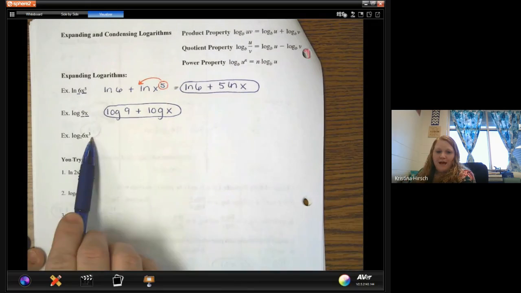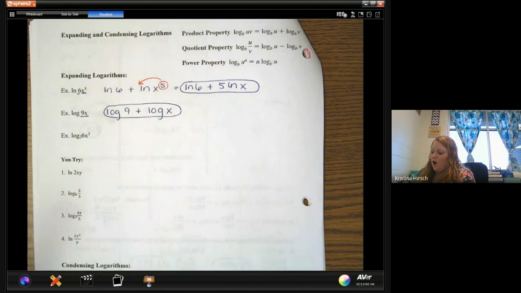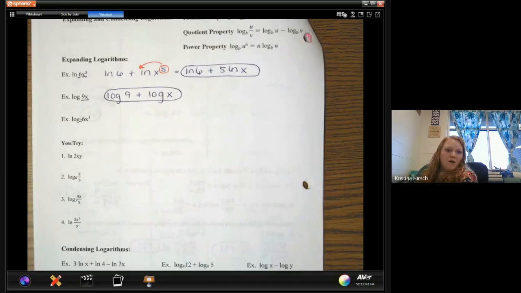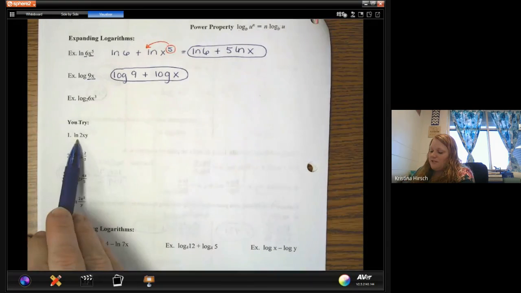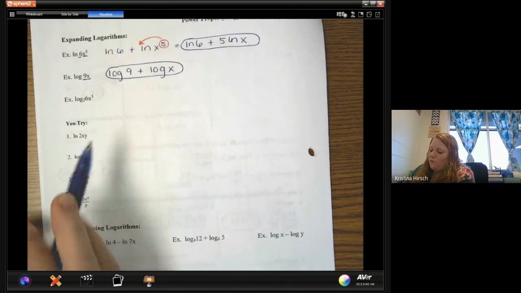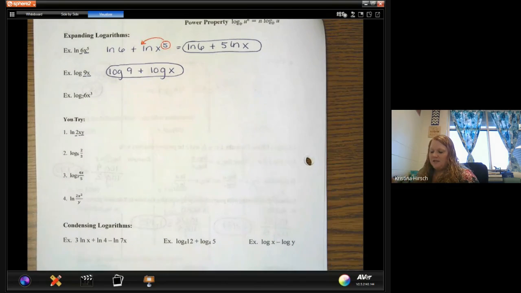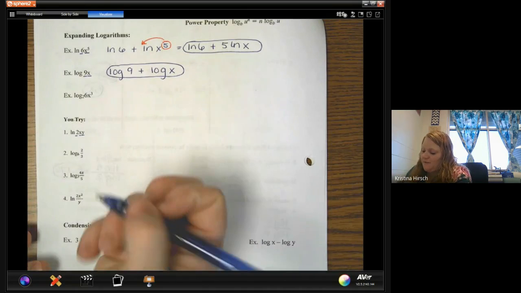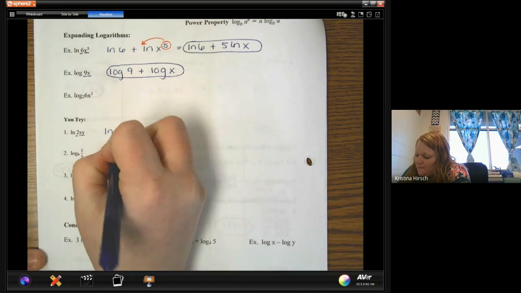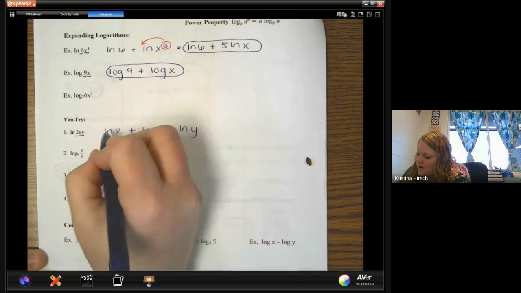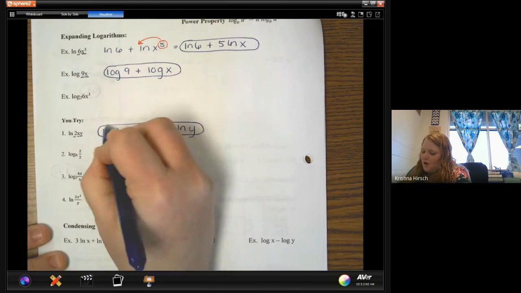So I'm going to skip over that example for the video because I'd like you to try it on your own, but I want to skip down here to the bottom where I have a few more things, okay, from the you try. All right, so we'll kind of skip around a little bit. All right, so with this first example right here, there's actually 3 different things being multiplied. So don't get confused. You're just going to bust it apart, but instead of having 2 things being added together, you're going to have 3 things being added together, all right? So you would have the ln of 2 plus the ln of x plus the ln of y, all right? And that would be it, all right?